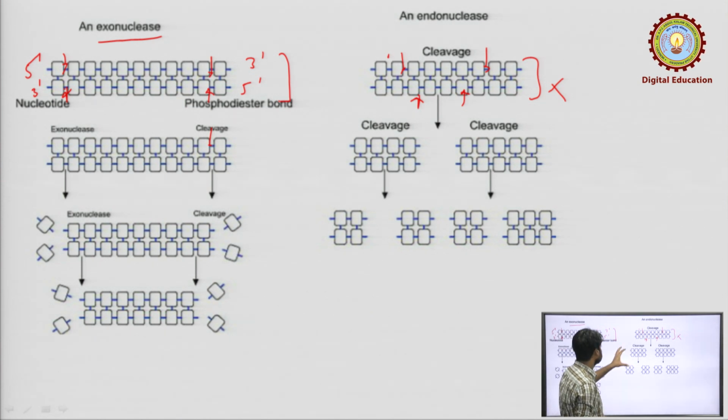So this is the basic difference between endonuclease and exonuclease. What is common is that for cleaving the DNA molecule, they both break only the phosphodiester bond, which is the backbone of the DNA molecule. Automatically, if the backbone is not there, the DNA molecule will be cut down into small pieces.